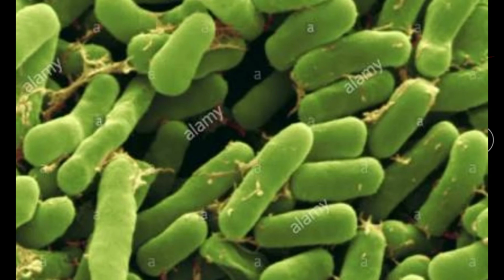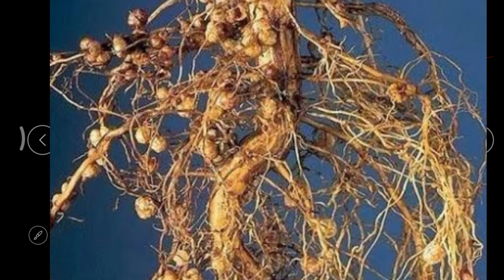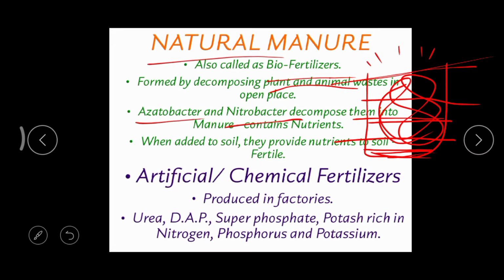You know rhizobium? Generally, have you seen this groundnut? Have you seen this picture? This is the root system of a groundnut. Over the groundnut root system, we can find small ball-like structures. We call them root nodules, and inside these root nodules we can find a bacteria called rhizobium. So azotobacter, nitrobacter, and rhizobium have the capacity to convert these natural substances into manure.